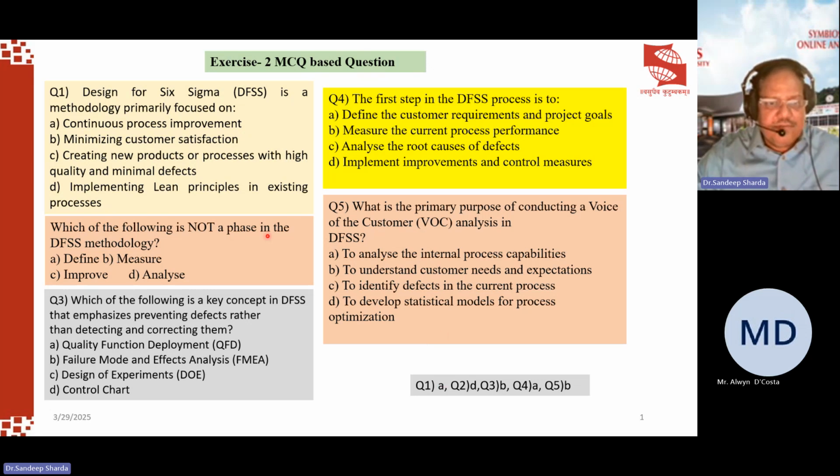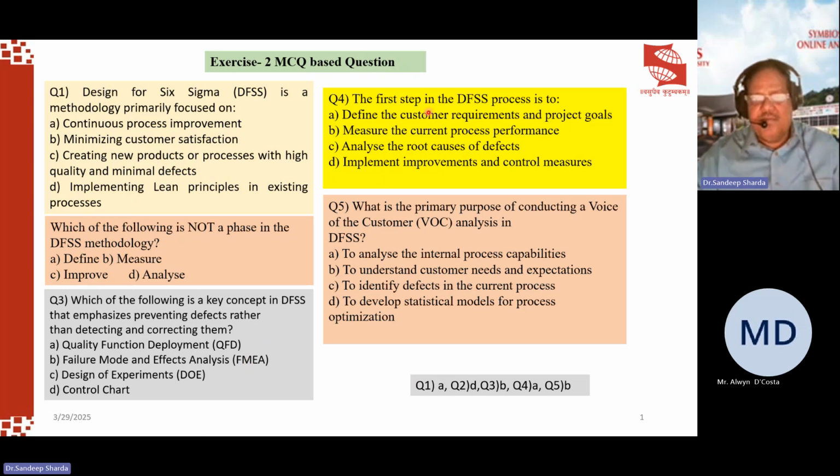Which of the following is not a phase in the DFSS methodology? Define is there, measure is there, improve is there, analyze phase is there. So D is the correct answer. Which of the following is the key concept in DFSS that emphasizes preventing defects rather than detecting and correcting them? So it is the failure mode effect analysis.